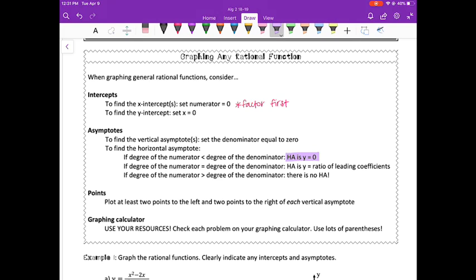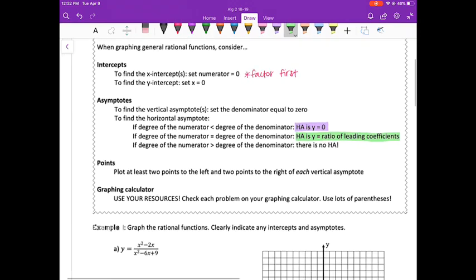Just a rule. If the degree of the numerator is the same as the degree of the denominator, just like yesterday, we find the ratio of our leading coefficients. And good news, when the degree of the numerator is greater than the degree of the denominator, you have no horizontal asymptote to worry about.